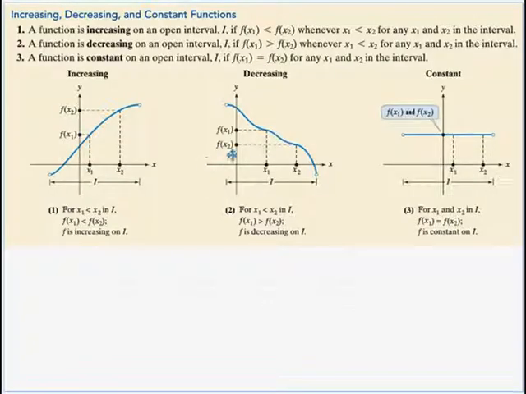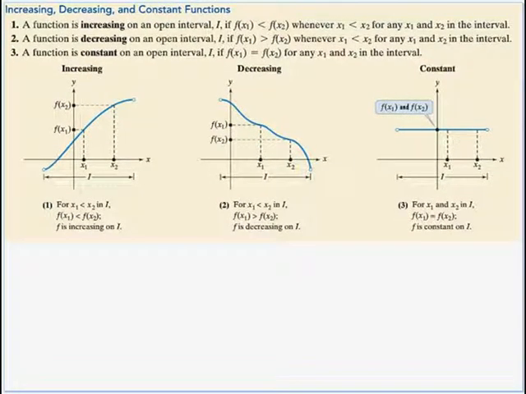So let's check out the book's official definitions on increasing, decreasing, and constant parts of a graph. And there's a lot of notation in here. Just slow down, read through it, and take your time, and it just makes sense. Number one, a function is increasing on an open interval I if f of x1 is less than f of x2 whenever x1 is less than x2 for any x1 and x2 on the interval. That is quite a mouthful. But I'm going to sketch a quick xy axis down here, and it says x1 is less than x2.